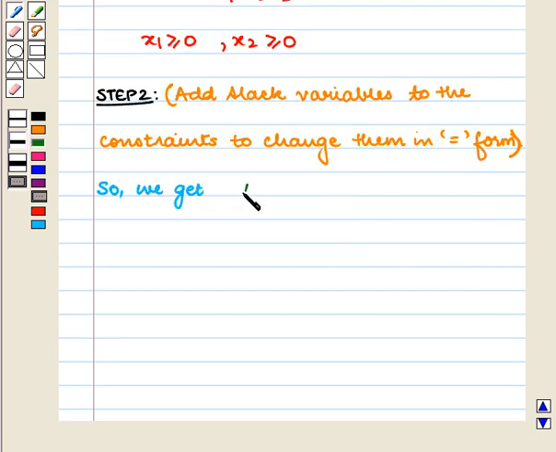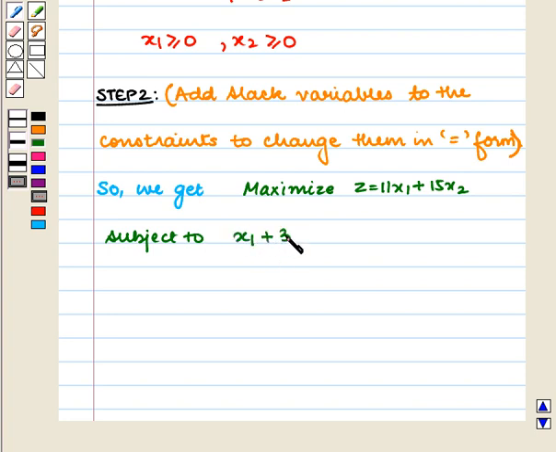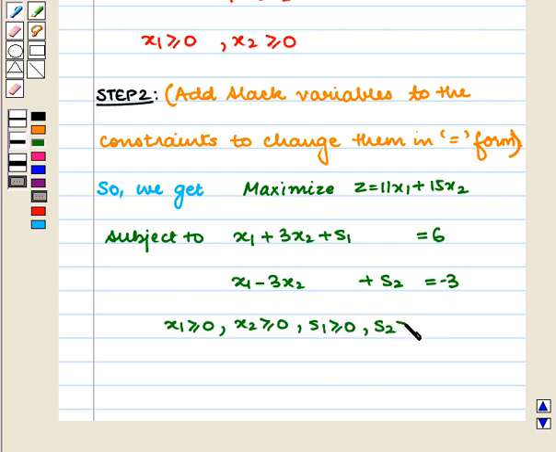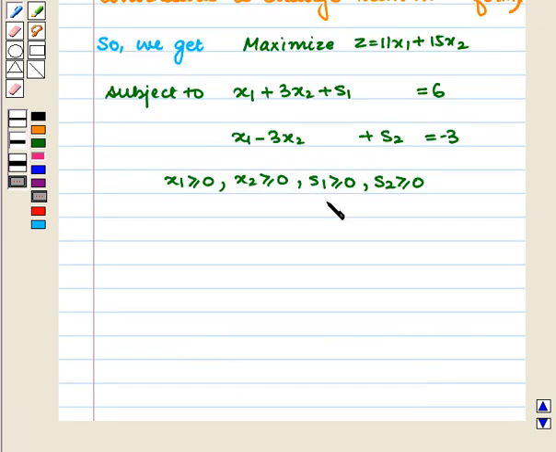So we get maximize z equal to 11x1 plus 15x2 subject to x1 plus 3x2 plus s1 is equal to 6, x1 minus 3x2 plus s2 is equal to minus 3, x1 is greater than equal to 0, x2 is greater than equal to 0, s1 is greater than equal to 0 and s2 is greater than equal to 0, where s1 and s2 are slack variables.